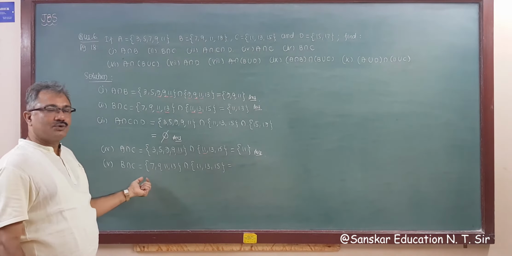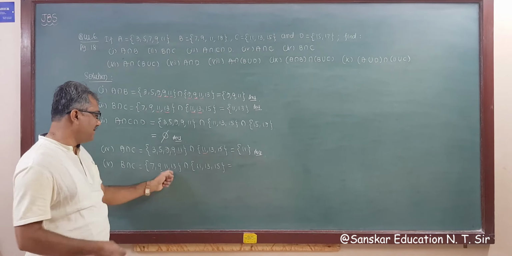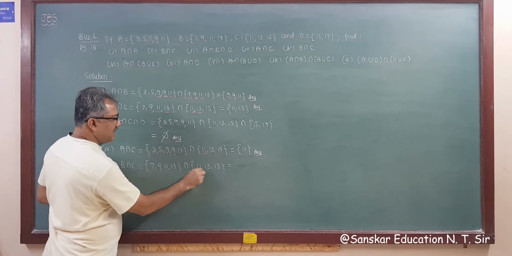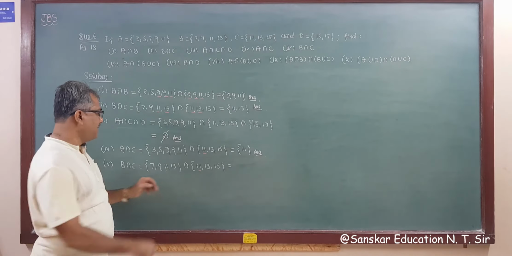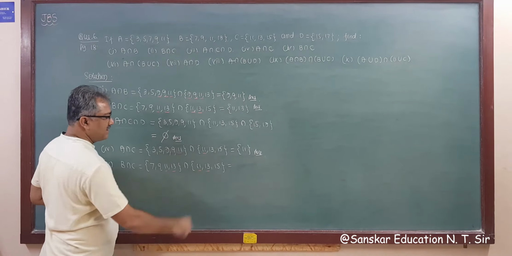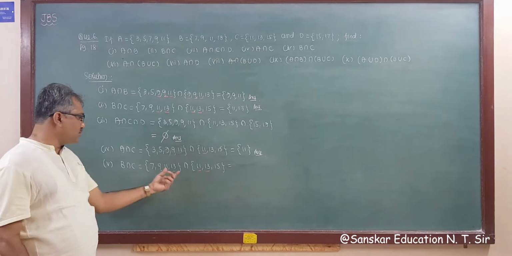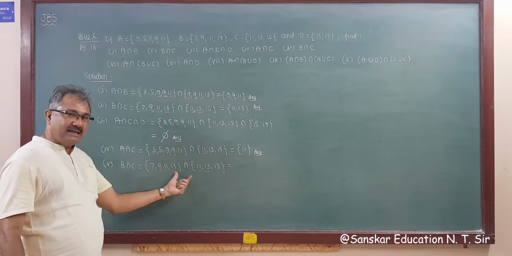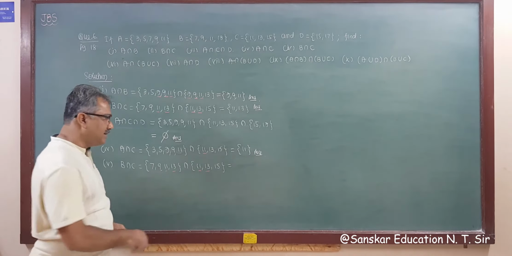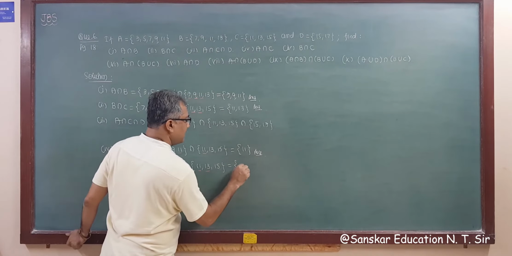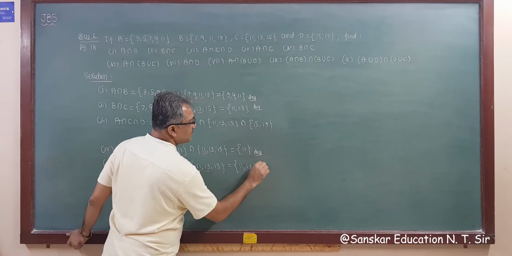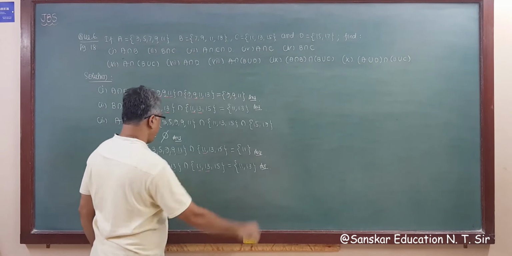Intersection of these two sets. Is 11 here? Yes. So 11 is a common element. 13 is also a common element. 15, no. So the answer of this intersection is 11 and 13, right? So this is your answer.